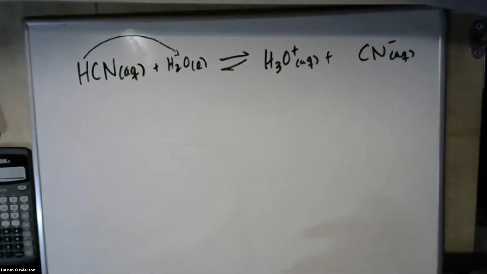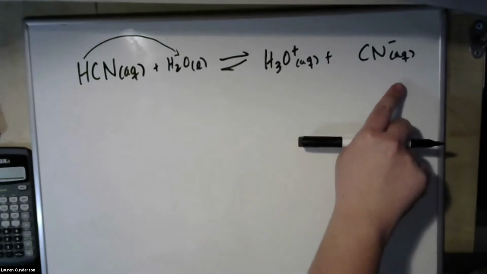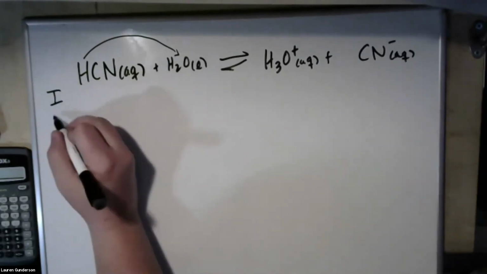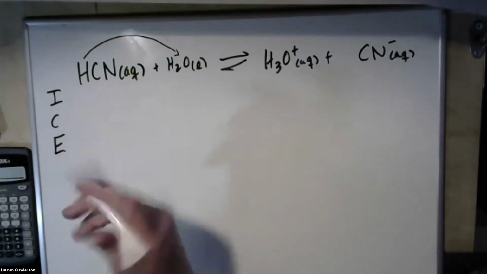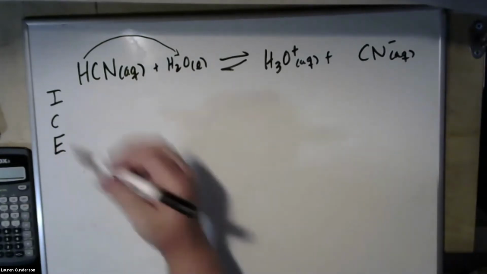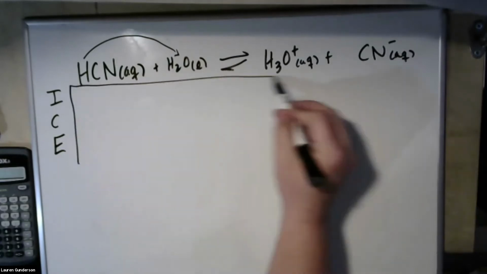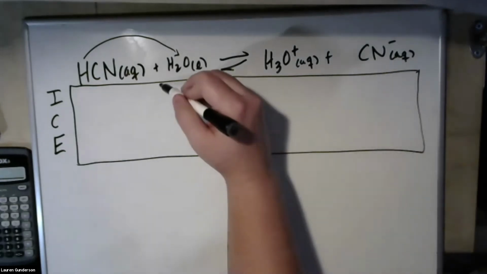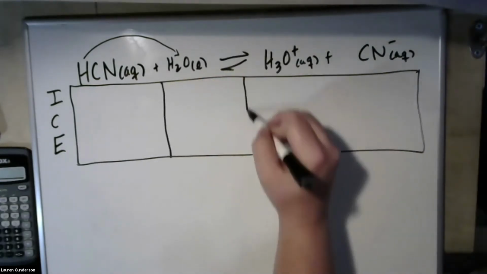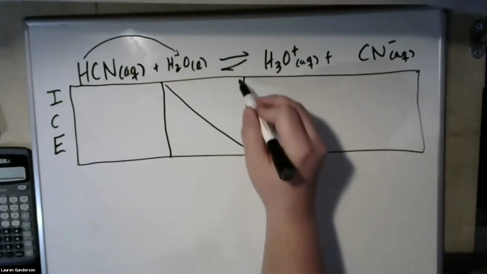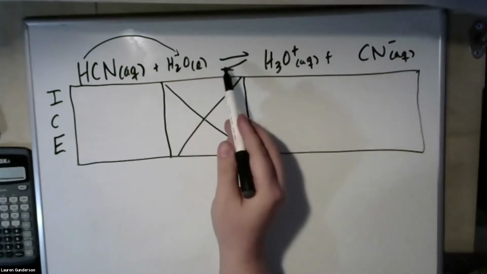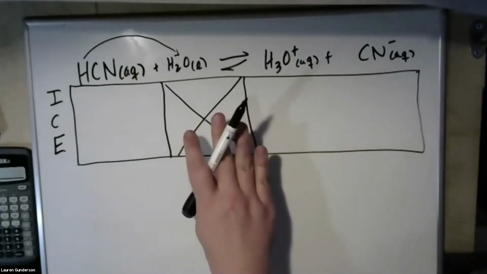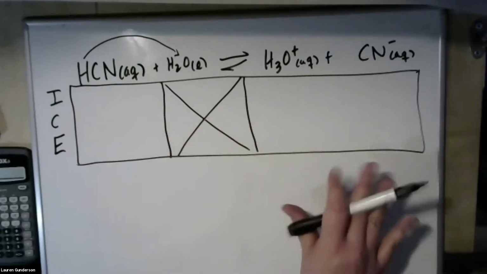Now, once you have your reaction represented like this, you can make what hopefully by now you've come to think of as your beloved ICE table. I know when you first saw ICE tables, you thought they were terrible, but by now you're probably like, oh, they're the best thing, they're so fun. So I'm going to X out my water column. I also like to leave my water column there and X it out because it makes a very good dividing line between my reactants and my products.